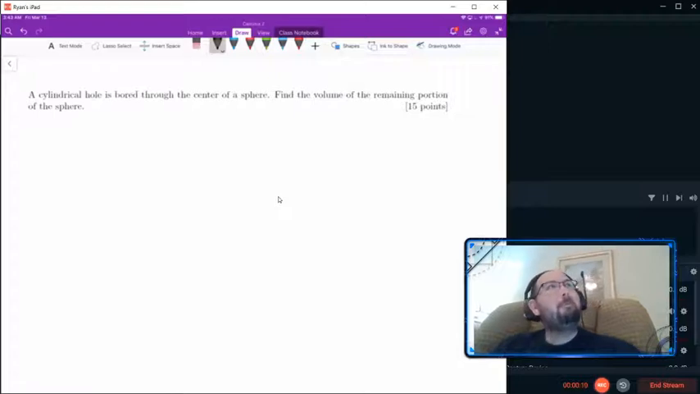So the next problem that we had in the test says that a cylindrical hole is bored through the center of a sphere, and we want to find the volume of the remaining portion of the sphere. Now, there are a number of ways you can do this. The method that I'm going to use is the method of cylindrical shells. It's very possible to use the cross-section method that we used on the last problem, but I'll just go with this one.